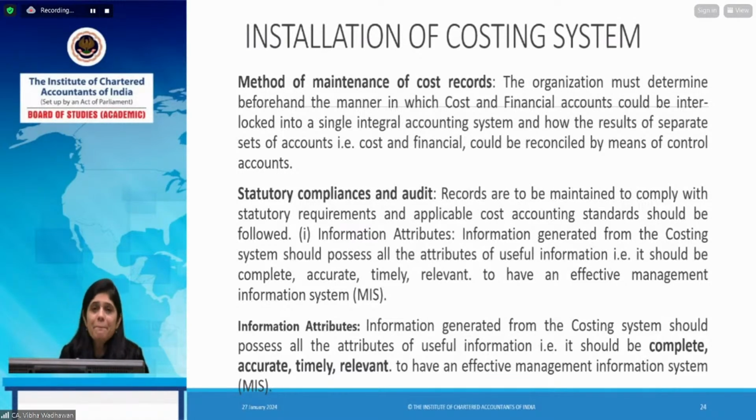Information attributes. Information generated from the cost accounting system should have all the attributes of useful information. It should be complete, accurate, timely, and relevant. Management information system, which we call MIS, gives you information which should be accurate, timely, and relevant, in whatever formats or reports you want. So all these things are going to help you decide what type of costing system you should have in your organization. Clear?